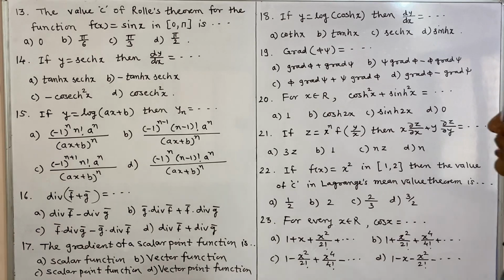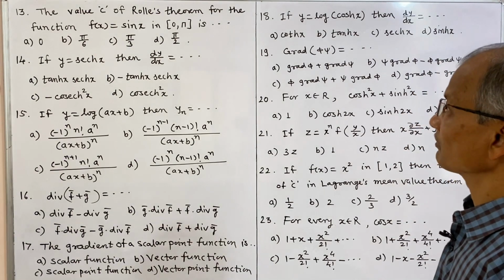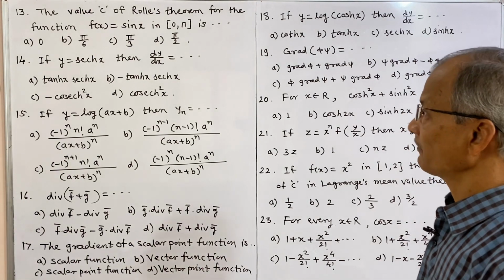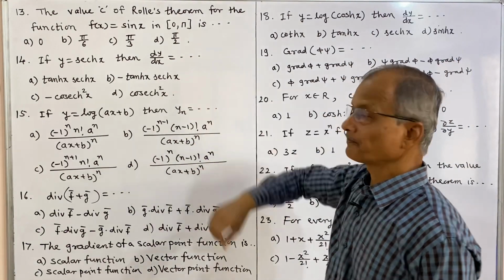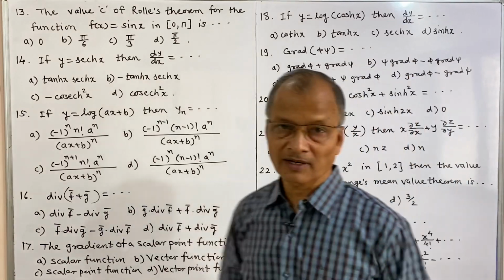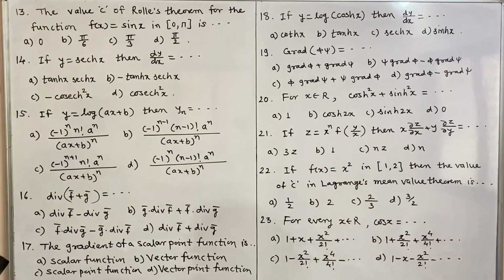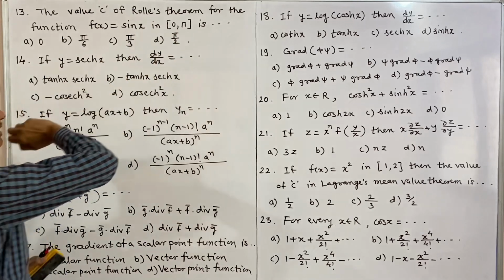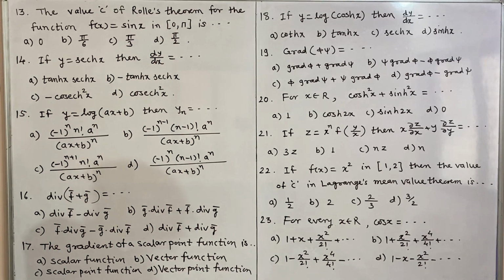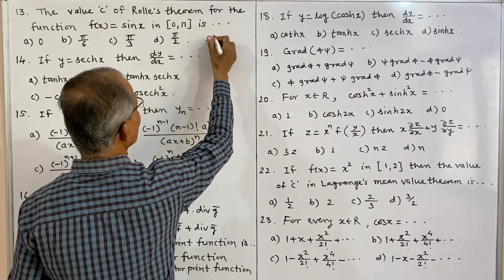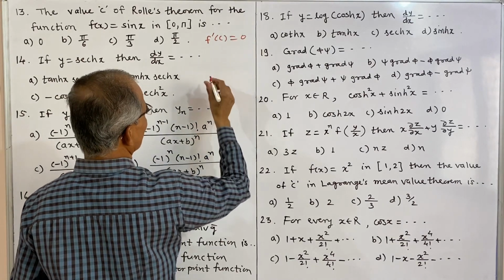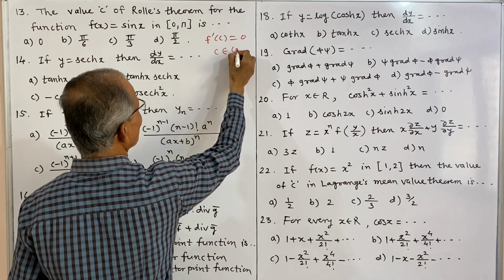The 13th question is the value of C of Rolle's theorem for the function f of x is equal to sin x in the interval 0 to pi. We know Rolle's theorem: if a function f is continuous in the closed interval [a, b], and second condition, it is differentiable in the open interval (a, b), then there exists at least one value c such that f dash of c is equal to 0, c belongs to interval (a, b).